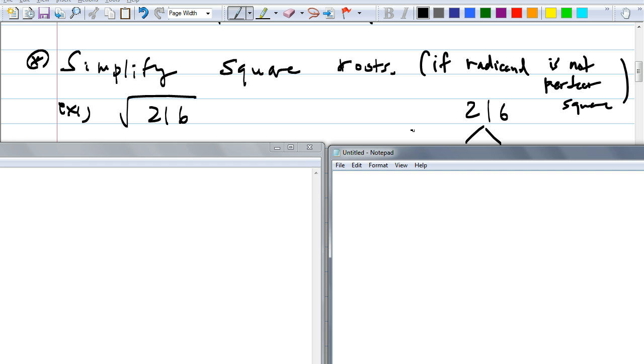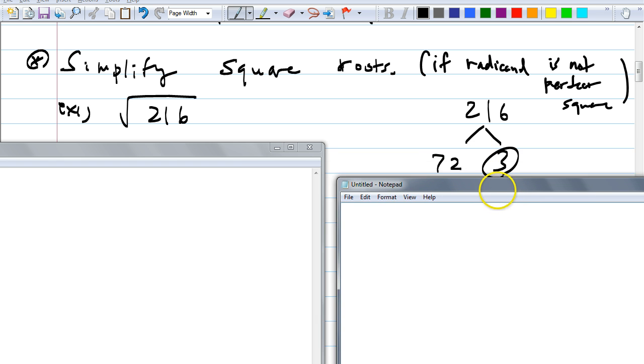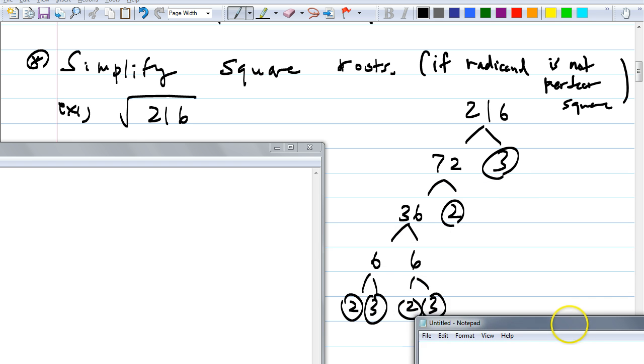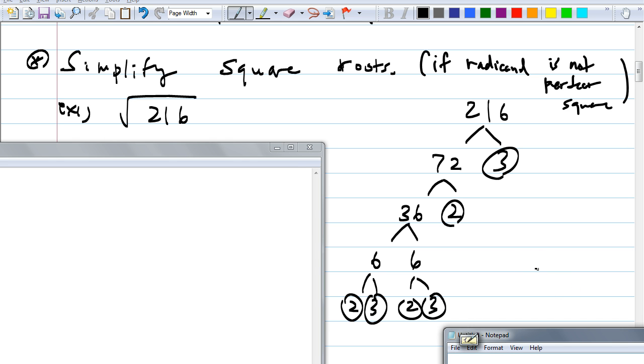When you do a factor tree for 216, we want to see how many perfect squares we have as a factor. What did you get? I got 2 cubed times 3 cubed. Okay, I started off with 72 and 3. Did you have to do it that way? No, but at the end you should have the same factors. So I got the same: 3 factors of 2 and 3 factors of 3.